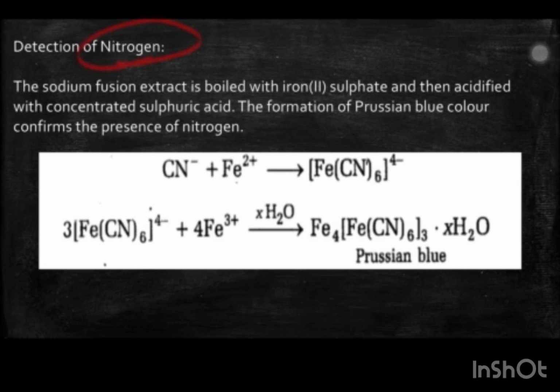Now, detection of nitrogen. Here we start with the Lassaigne's extract, which is also called sodium fusion extract. So how will we test the presence of nitrogen? First, it is converted to NaCN, as you saw on the previous slide. And then this is treated with ferrous sulfate. Iron 2 sulfate is ferrous sulfate, that is FeSO4. So I will take the sodium fusion extract that we made and boil it with ferrous sulfate so that I get this complex.